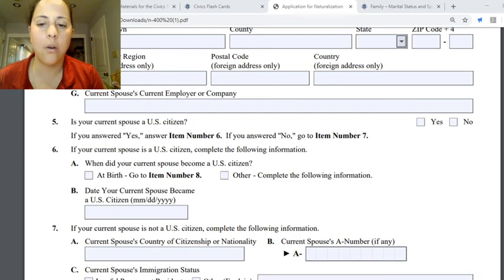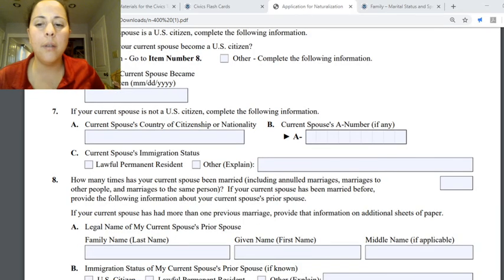So we said no. So do we go to 6 or 7 if we say no? Number 7. Good. So, number 7. If your current spouse is not a U.S. citizen, please complete the following information. Okay? So let's look at this. A. Current spouse, country of citizenship or nationality. Okay? Mr. Tanaka.